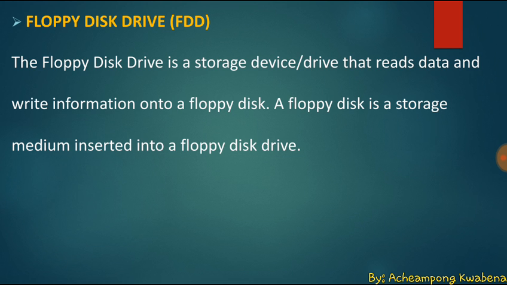We have the floppy disk drive. The floppy disk drive is a storage device or drive that reads data and writes information onto a floppy disk. A floppy disk is a storage medium inserted into a floppy disk drive. So the floppy disk drive is just a place where we insert floppy disks. Whenever you insert a floppy disk into a floppy disk drive, it's able to read and write information onto the disk. Now let's look at how the floppy disk drive and the floppy disk look.